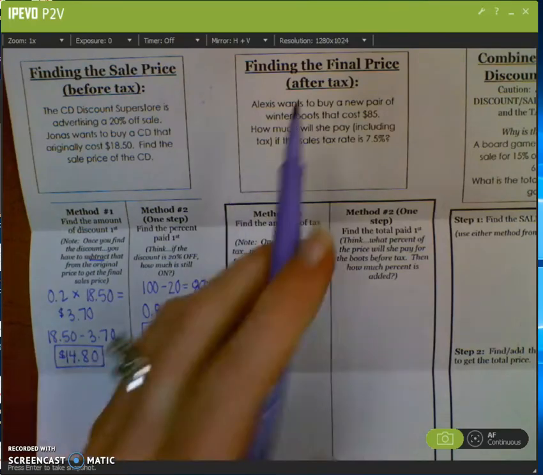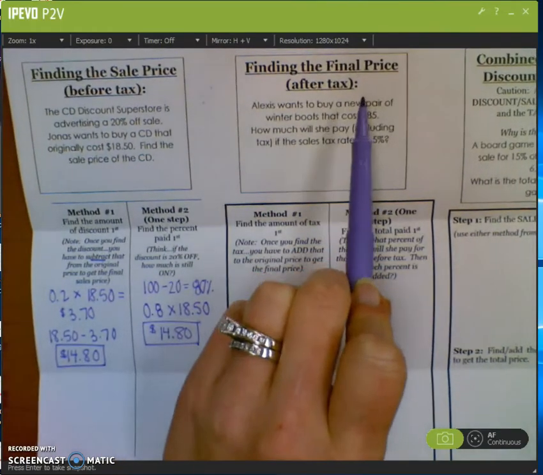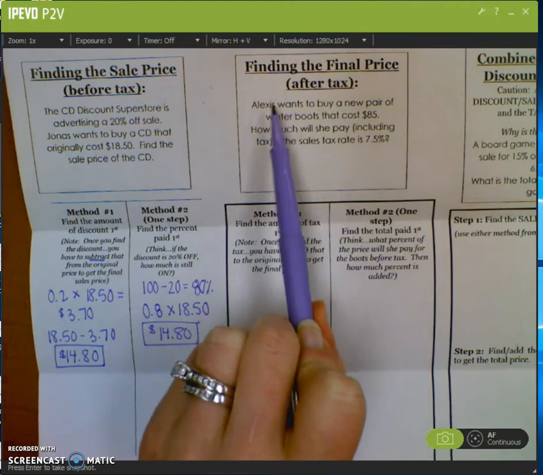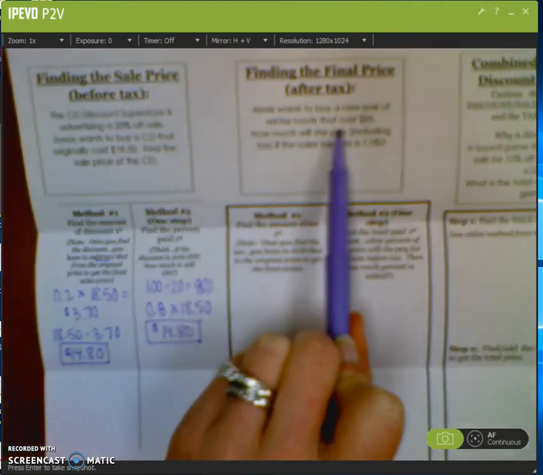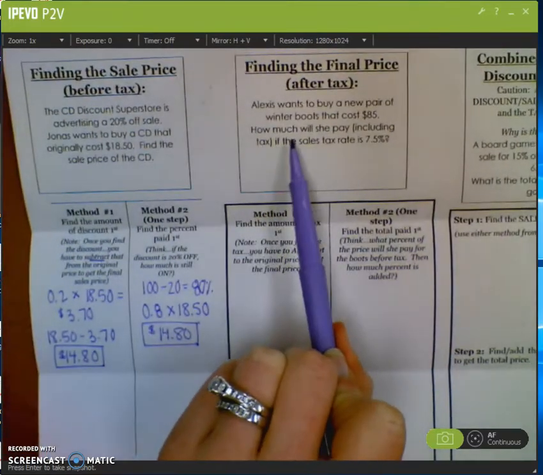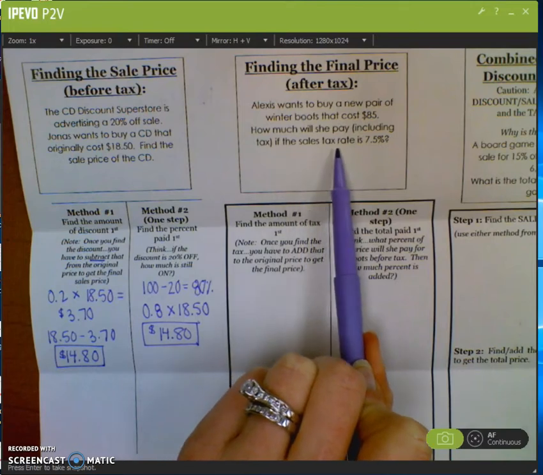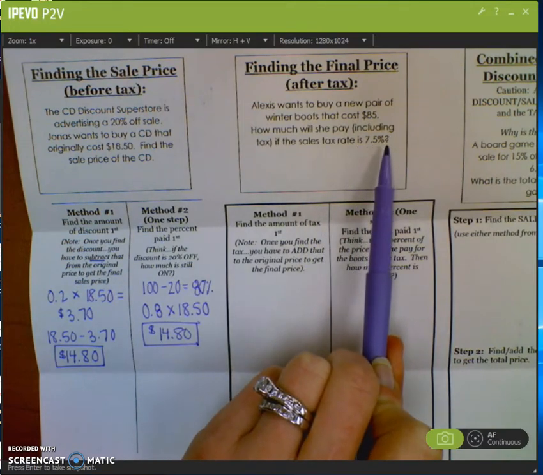Okay, so now we're going to be working on finding the final price after tax. So our problem in this section is: Alexis wants to buy a new pair of winter boots that cost $85. How much will she pay, including tax, if the sales tax rate is 7 5/10%?